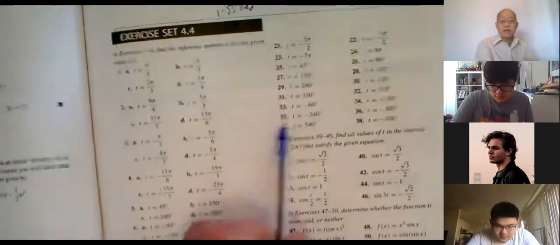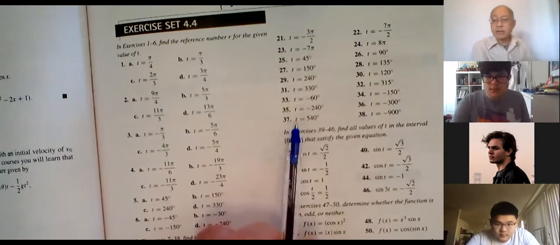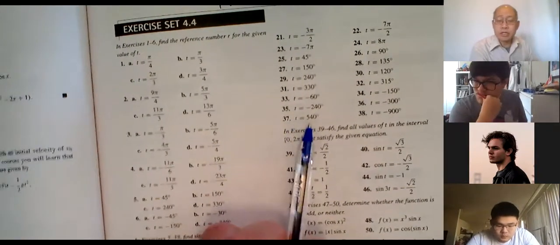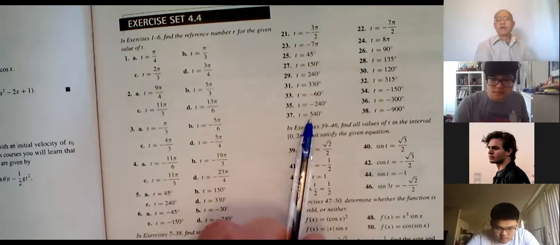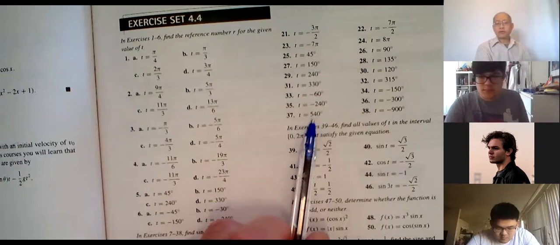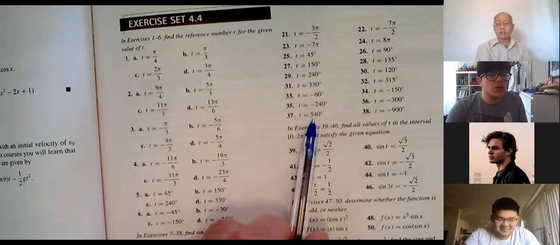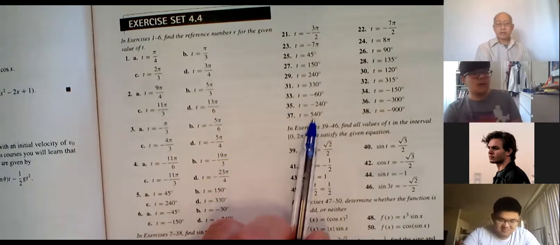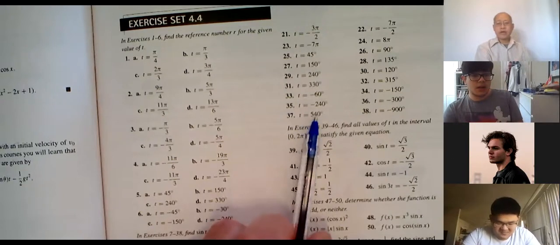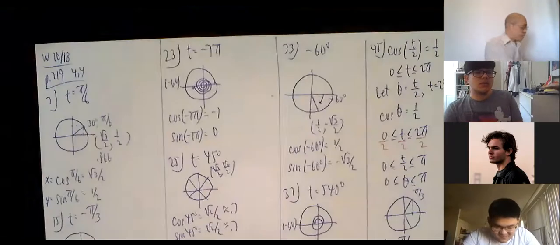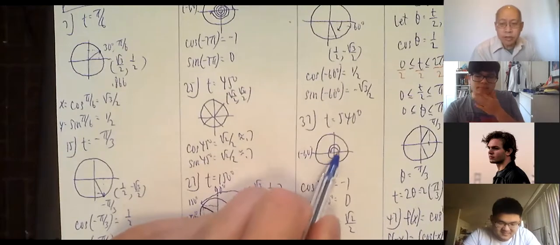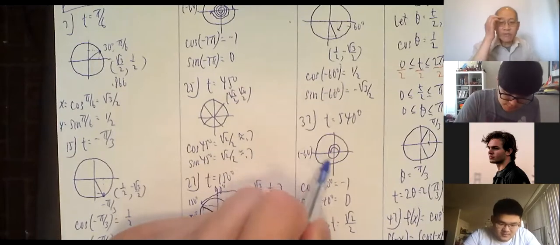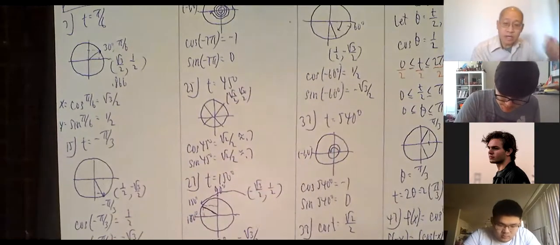Okay, and last one is 37. I was going to stop there and then give you the quiz, unless anybody had a quick question about something. So 540 degrees. Where is 540 degrees? If I go all the way around a circle once, it's 360, right? And then if I add another 180, it's 540. So this is going all the way around the circle once and a half. So 1.5 times around. That lands me at negative 1, 0.